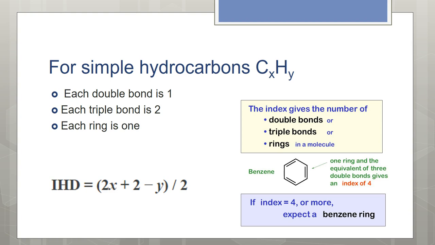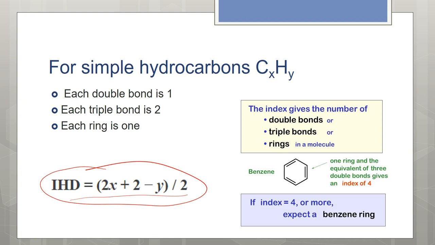So if we think about a simple hydrocarbon, which is just CxHy, every double bond is 1 hydrogen deficiency, every triple bond is 2, and every ring is also 1. So we can get this simple formula here, where 2 times the number of carbons plus 2, minus the number of hydrogens, divided by 2, gives me what we call the index of hydrogen deficiency. This is for a molecule that contains only carbon and hydrogen.